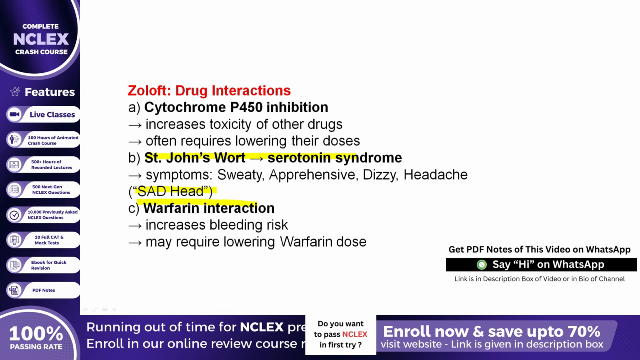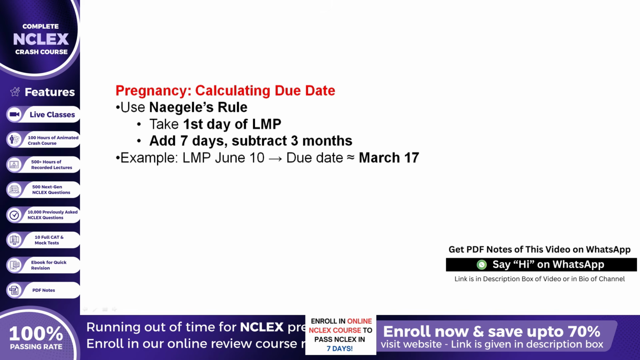Finally, let us go over pregnancy due date calculation. We use Nagel's rule. You start with the first day of the last menstrual period. Then you add 7 days and subtract 3 months. For example, if the last menstrual period was June 10th, the due date is approximately March 17th.